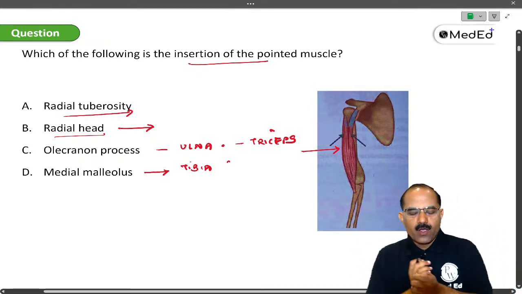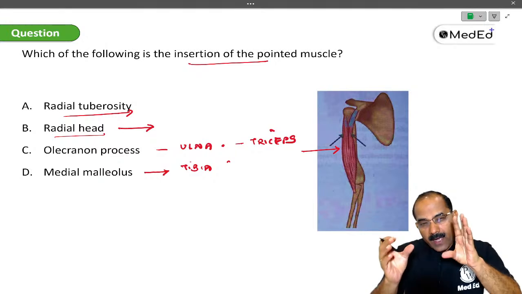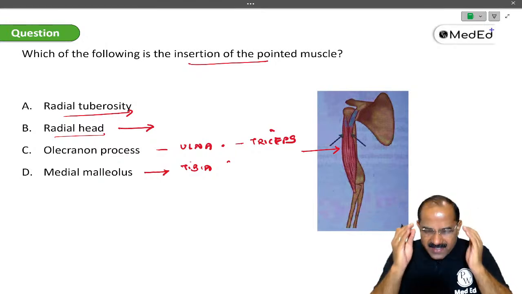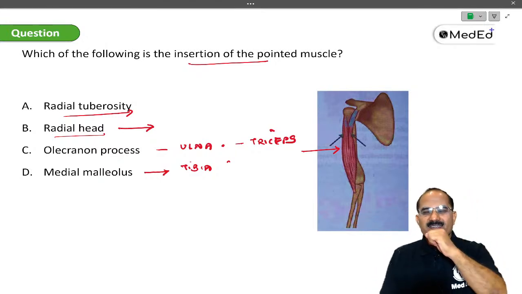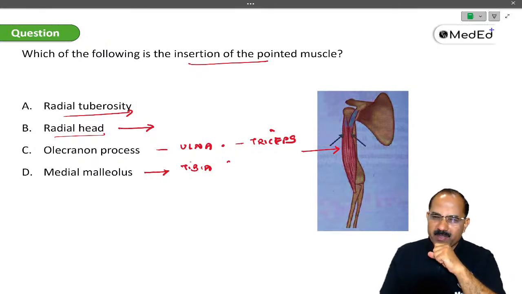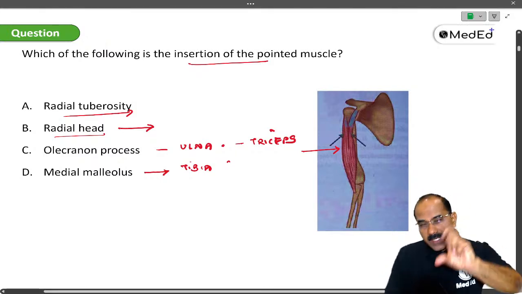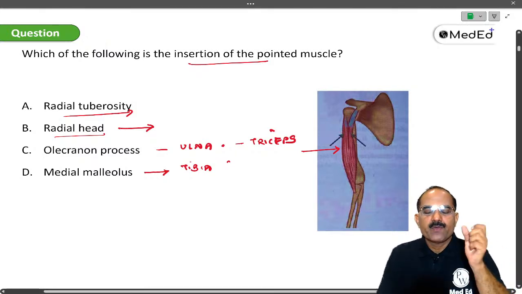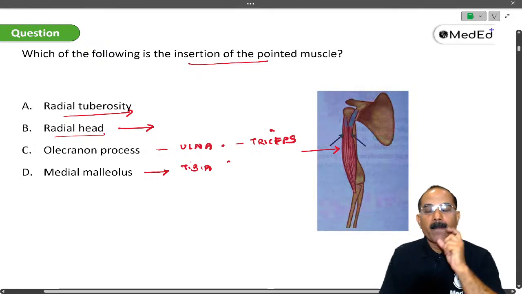Tell me. Okay, so superior and inferior radioulnar joint is a type of pivot. Yes, pivot type of synovial joint. The superior and inferior radioulnar joint is a pivot type of synovial joint, and middle radioulnar joint.